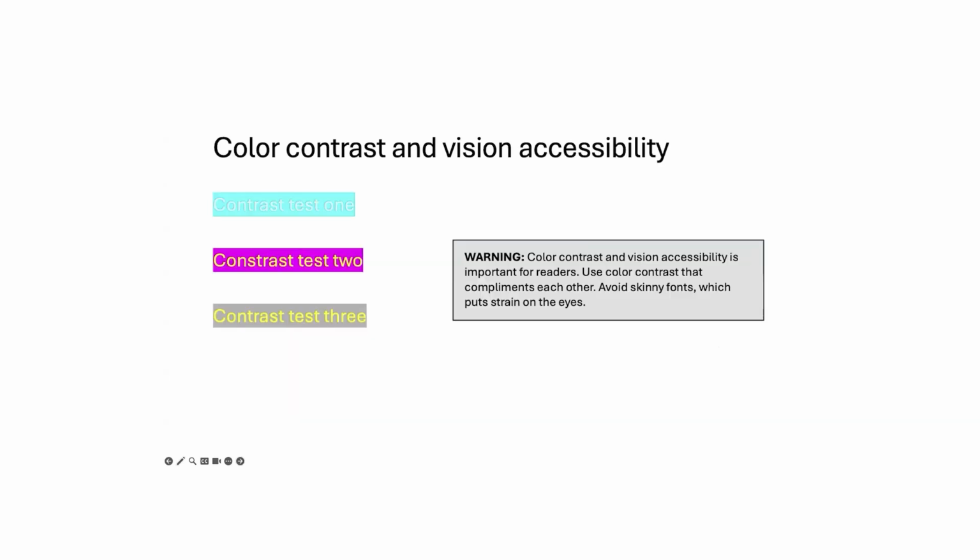All right. This next slide is about color, contrast, and vision accessibility. I want you all to look at the 3 examples to your left. Contrast test 1, 2, and 3, as you can see, are very hard to read. The contrast of colors may cause visual strain, and that affects readership retention.